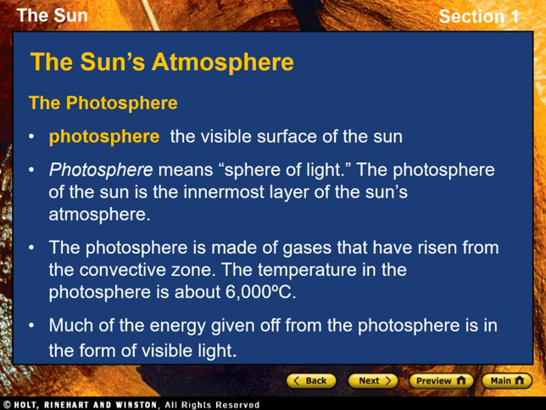The photosphere. The innermost layer of the solar atmosphere is the photosphere. Photosphere means sphere of light. The photosphere is made of gases that have risen from the convective zone. The temperature in the photosphere is about 6,000 degrees Celsius. Much of the energy given off from the photosphere is in the form of visible light. The layers above the photosphere are transparent, so the visible light is the light that is seen from Earth.